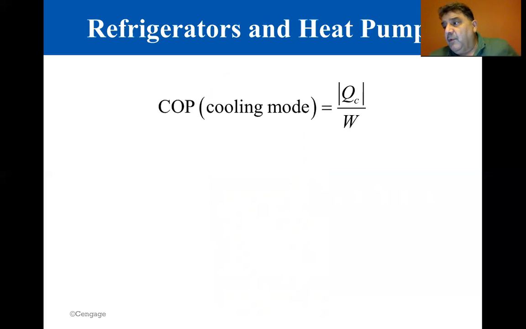The coefficient of performance, COP, for a refrigerator or an air conditioner is the magnitude of the energy extracted from the cold reservoir divided by the work performed by the device. The larger this ratio, the better the performance, because more energy is being removed for a given amount of work. A good refrigerator or air conditioner will have a coefficient of performance of 5 or 6.